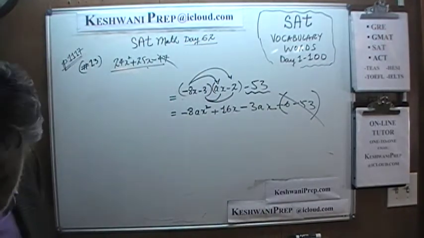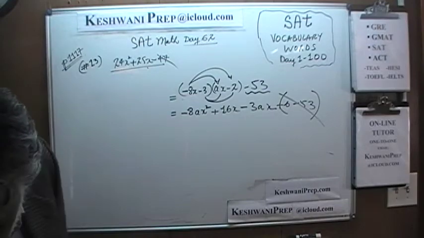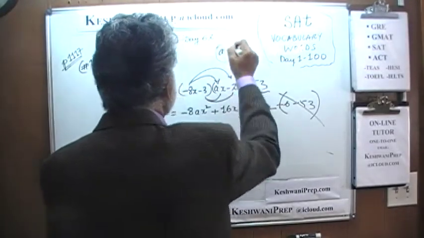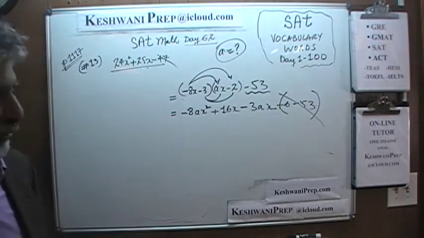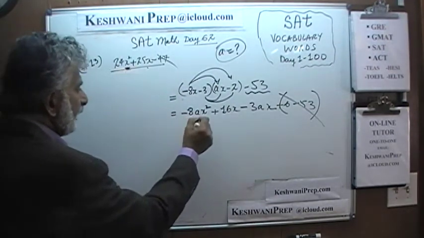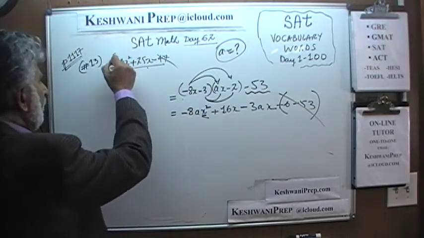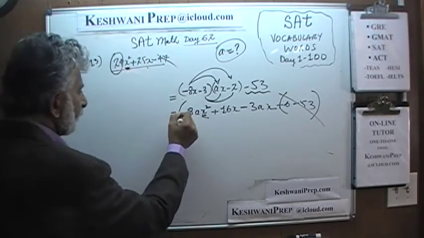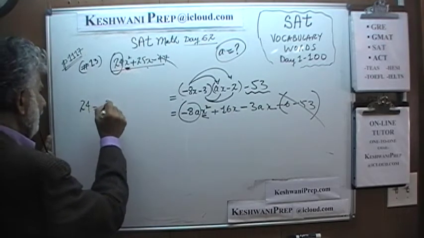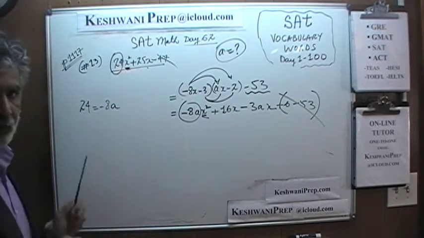Question was, I never told you what the question was actually. What was the question? The question is, what's the value of A? Well, we have two options at this point. We can either compare the coefficient of x squared right here. The coefficient of x squared on this side is 24, and the coefficient of x squared is negative 8, which means 24 must equal negative 8A, and we can figure out the A from there.